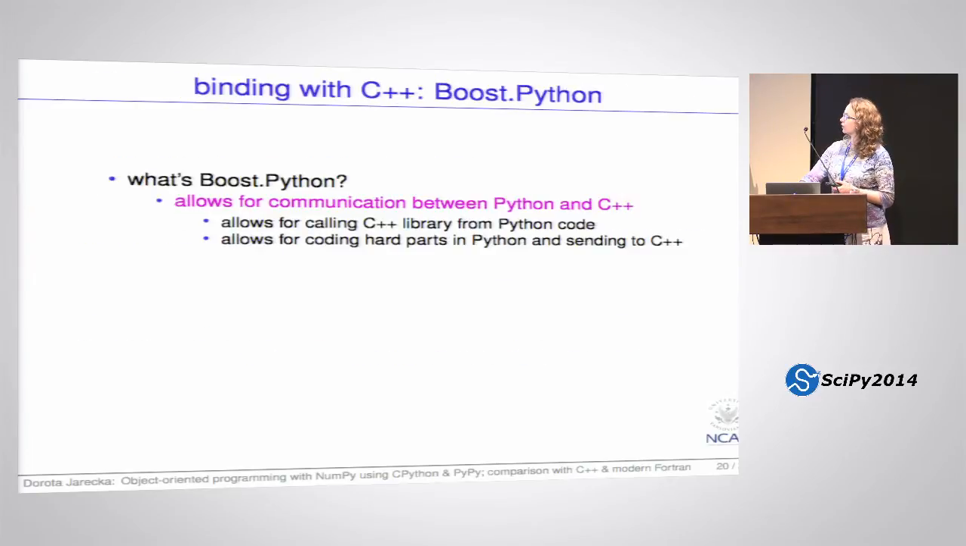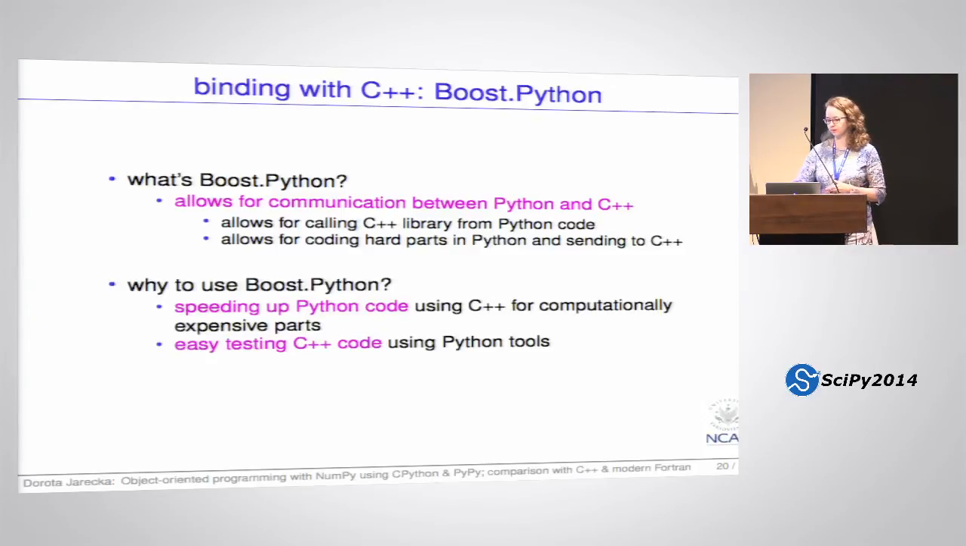That's why we decided to use Boost.Python, and my colleague wrote some code using it. We had nice tutorials, but for people who don't know what it is, it allows communication between Python and C++. It allows calling a C++ library from Python, but also coding some hard part in Python and sending it to C++. And why do we use Python in this context?